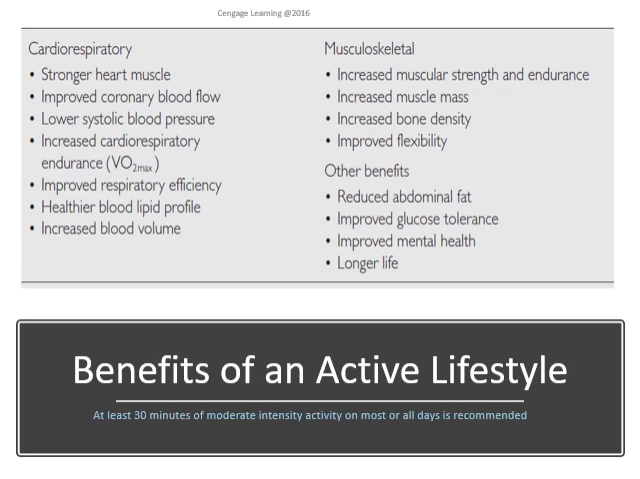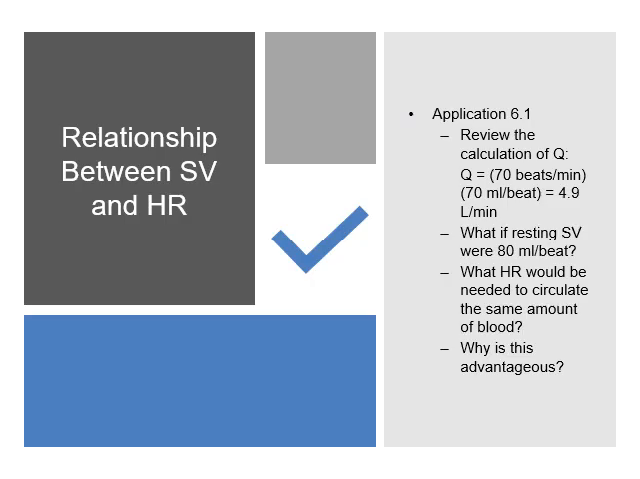Okay. The next section focuses on the benefits of an active lifestyle. There are many cardiorespiratory and musculoskeletal benefits for being active, exercising longer. That may include a longer life and may improve mental health to some extent. Application 6.1 is optional but helpful. It is a review of the calculation of Q, or cardiac output, from stroke volume and heart rate.